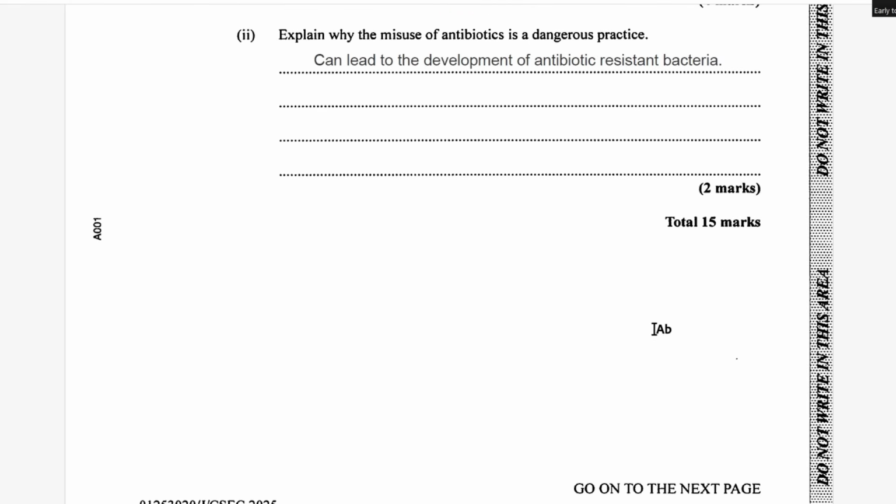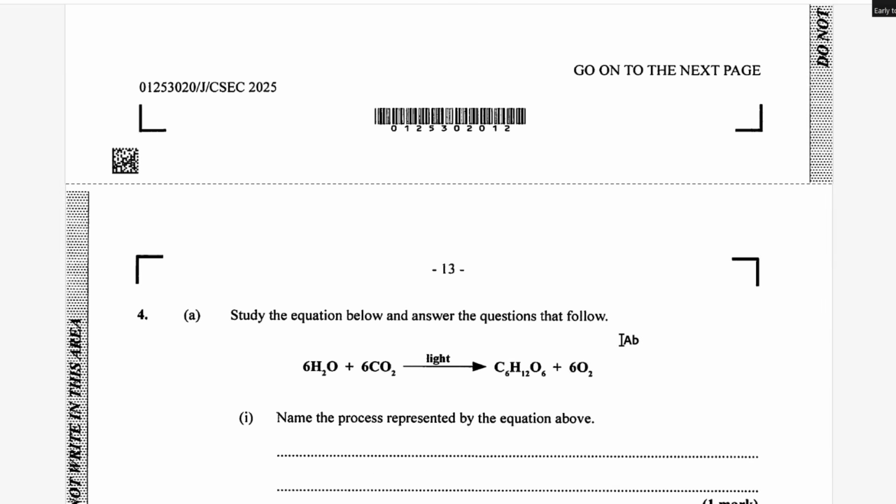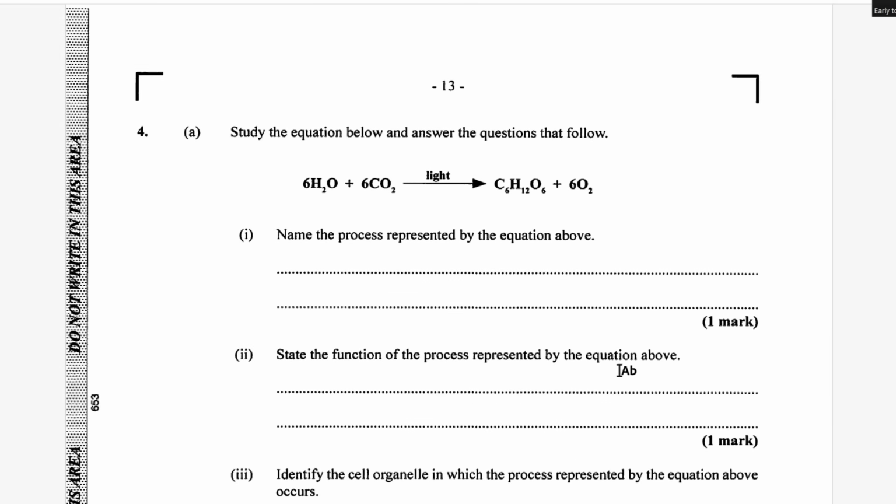15 marks for that question 3. That was the section C question. Let's look at what question 4 brings, and straight away we see the equation for photosynthesis for question 4. So we know they are testing section A information from the syllabus. So let's go with the question.